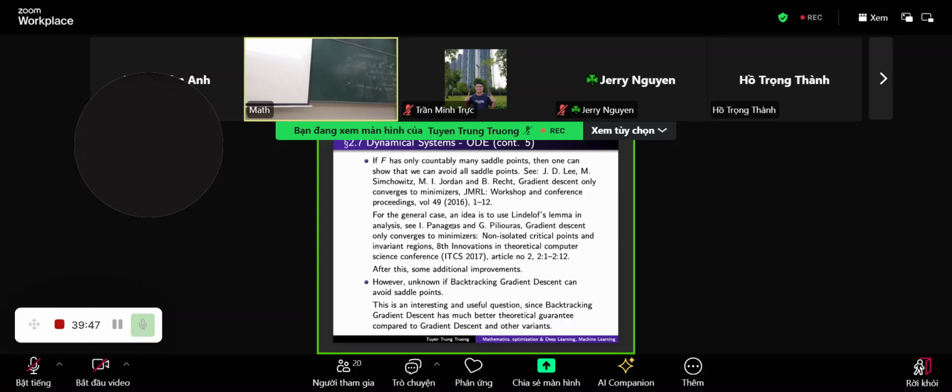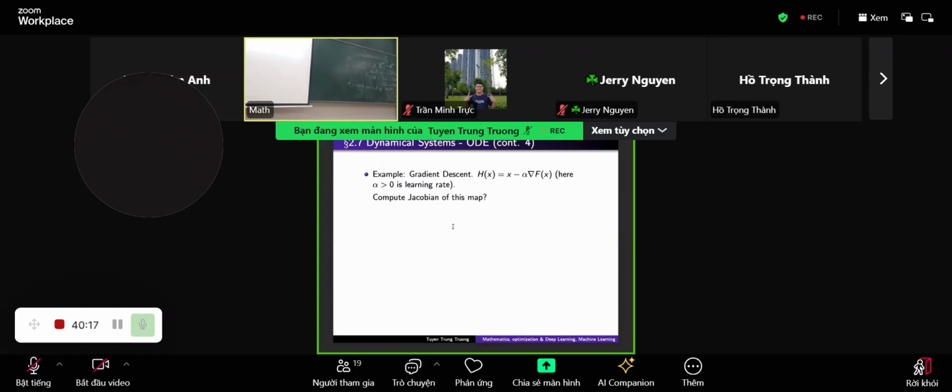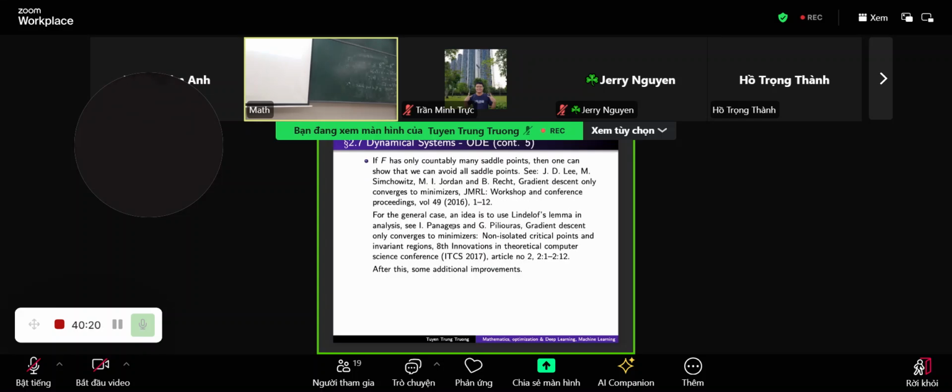So if you want to prove that perturbed gradient descent can avoid saddle points, maybe you need to work with some kind of random dynamical system. And actually, I met my supervisor, and I asked him if he knew any result about this kind of stable center manifold theorem for random dynamical systems, and he said no, he doesn't know. That's interesting.